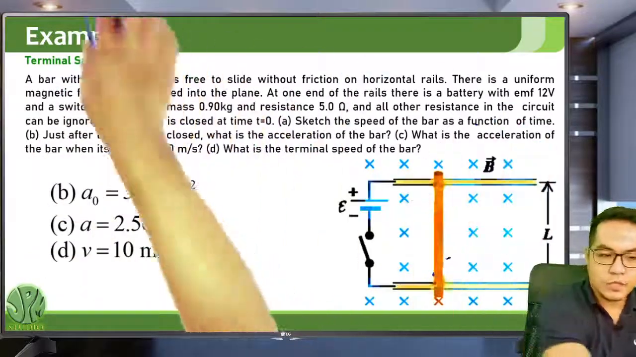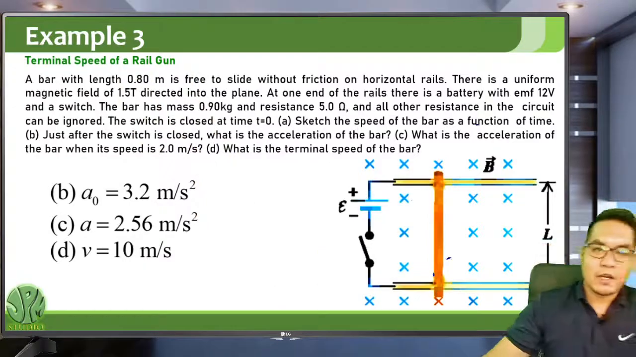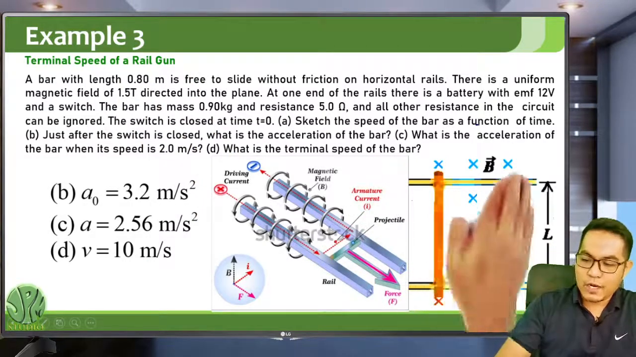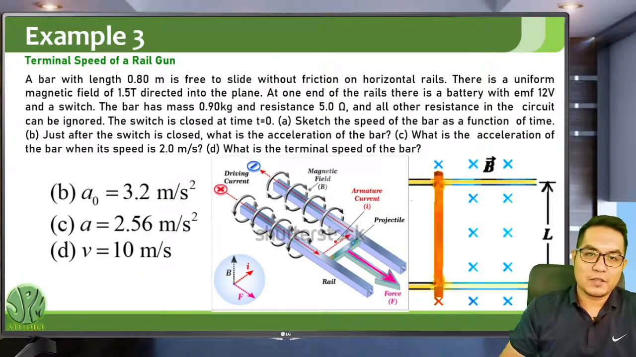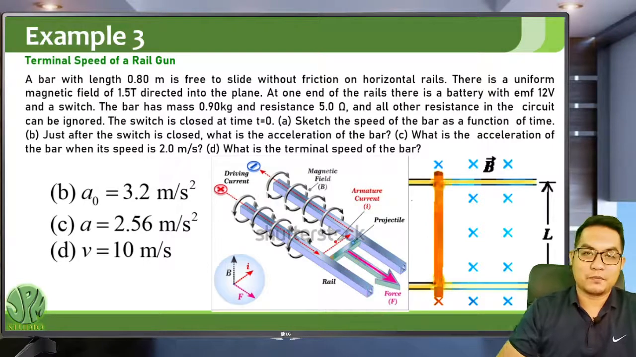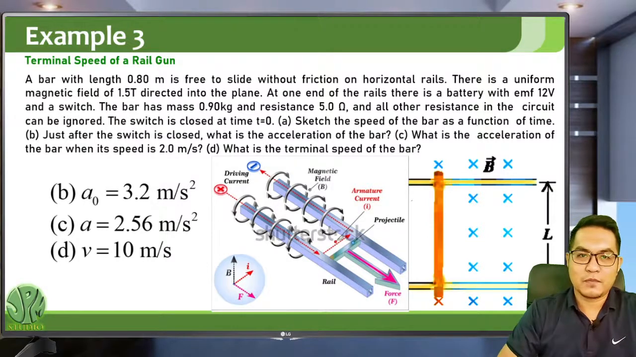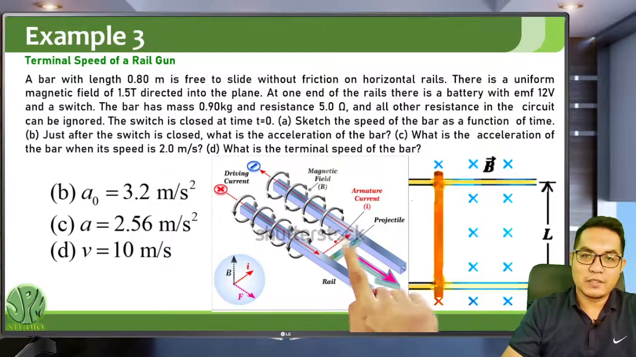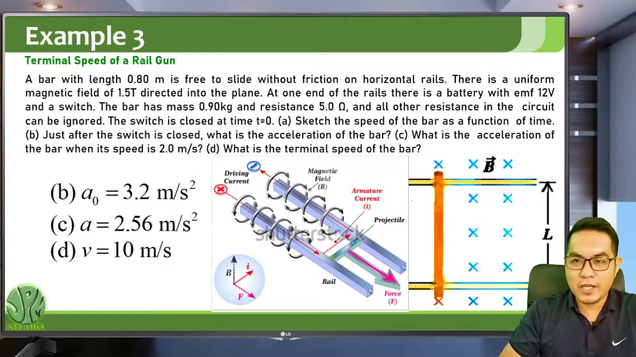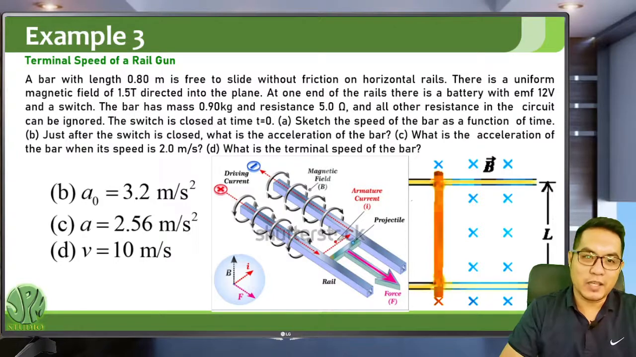In a real scenario, railguns are actually used as weapons. Usually they attach something to the bar, so this is the bar, no? That attached something will be your projectile that will be projected, or that will go out of the gun. So basically that's your bullet or your projectile.